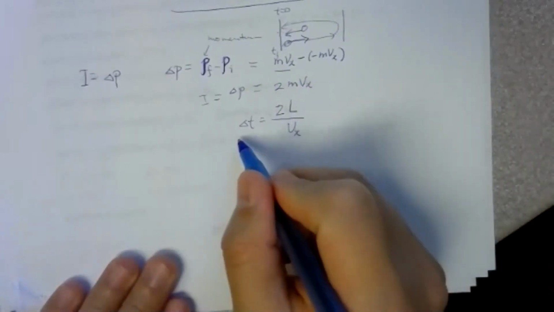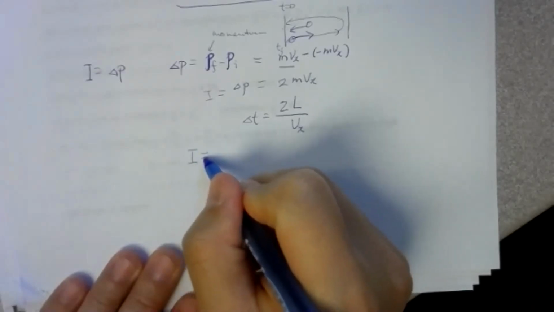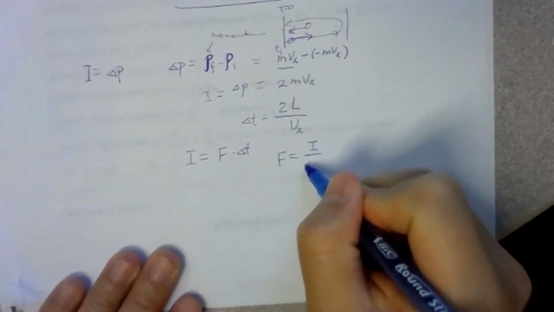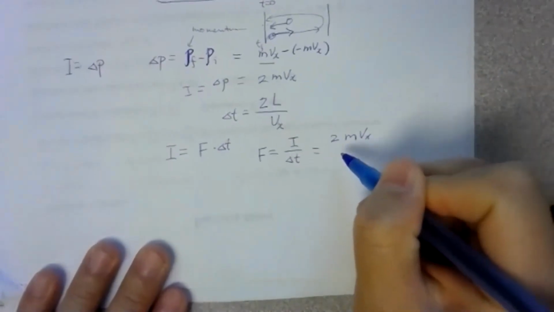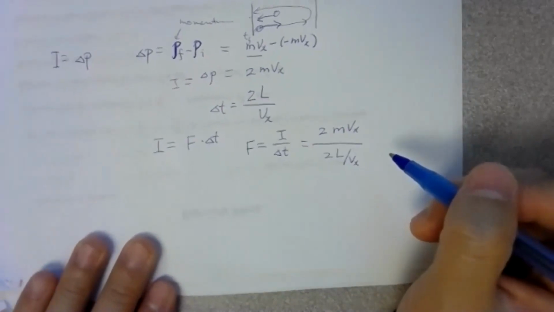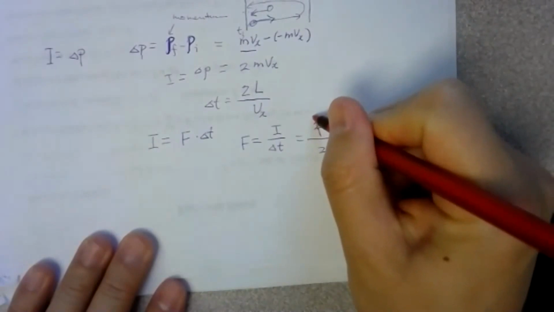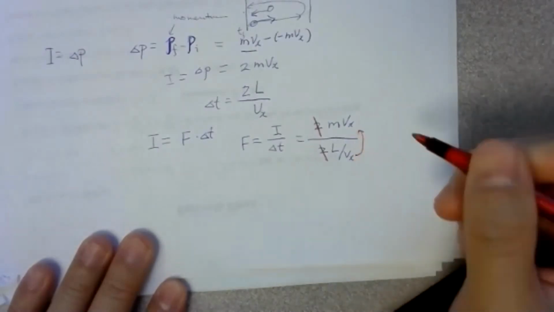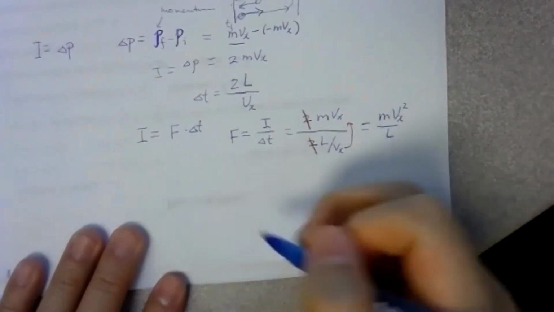Now you have the time, delta t, and you have the impulse. Impulse is equal to force times delta t, so the force is equal to I divided by delta t. I is equal to 2mvx, and delta t is equal to 2L divided by Vx. The 2 on top cancels the 2 at the bottom, and the Vx in the denominator of the denominator goes up. So you have mvx squared divided by L. This is your force.